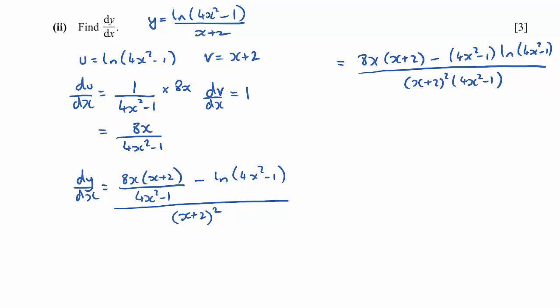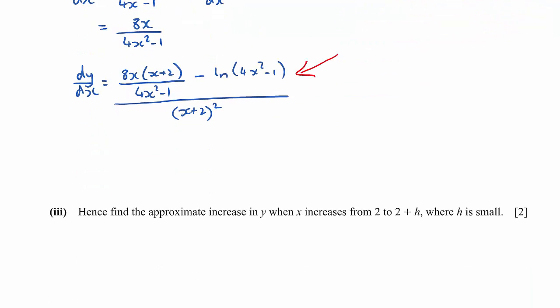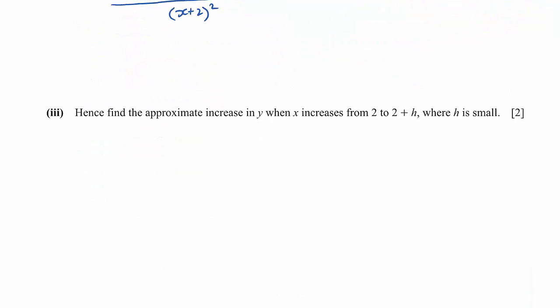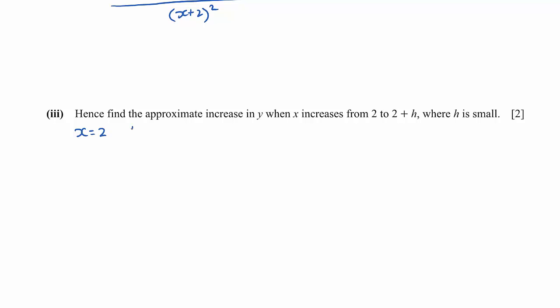And looking at the mark scheme, they were happy with this as the answer. They didn't need the simplification I gave here. So what do we now need to do? Find the approximate increase in y when x increases from 2 to 2 plus h. So we'll have x equals 2, and the change in x is equal to h. And we're required to find delta y.